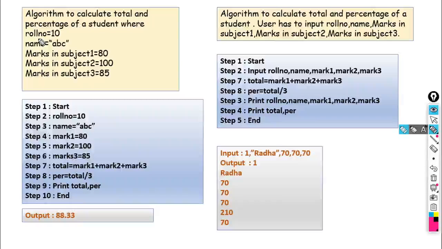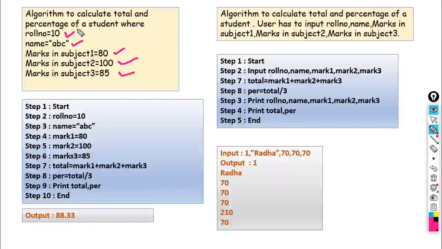So what is the roll number here? Yes, roll number is 10. Name is equal to ABC. Marks in subject 1, 80. Marks in subject 2, 100. Marks in subject 3, 85. Okay, so some inputs are given. Some constant values are given. These 5 are the constant values, and here you should calculate the total and percentage for a student.